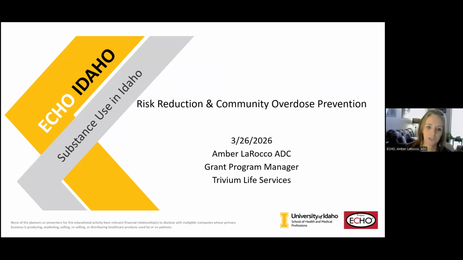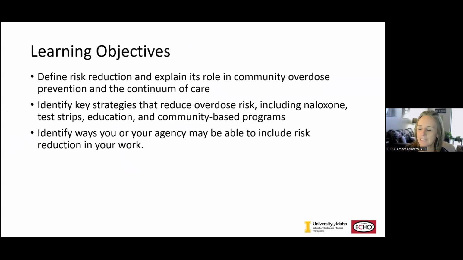So today we're going to talk about risk reduction and community overdose prevention. Risk reduction is now the safe word for harm reduction, overdose prevention. They're all interchangeable. They all mean the same thing. We're going to define what risk is and explain the role in community overdose prevention as a part of the continuum of care, identify key strategies that reduce overdose risk, including test strips, naloxone education, and community-based programming, and then identify ways that maybe your agency can include some of these practices.